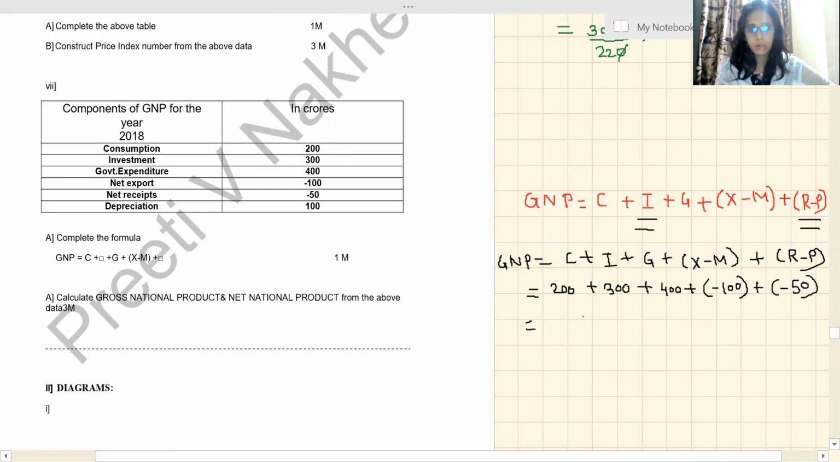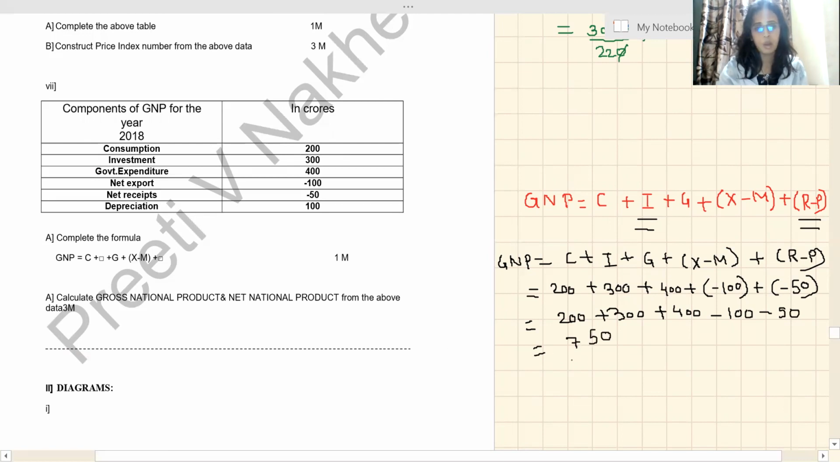See, you can take or you can solve, it will take one more step, but you will not go wrong. So plus minus becomes minus, plus minus becomes 50 minus 50. So your final answer will come as 750. Okay.